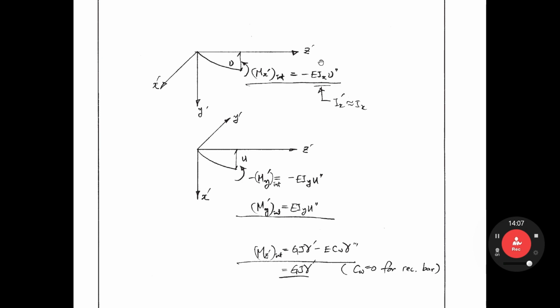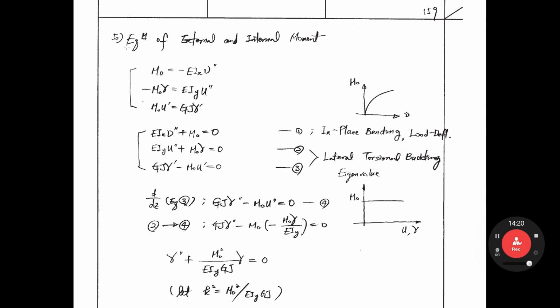Mx prime internal is this one, My prime, this one, Mz prime, this one. Next, we can establish equilibrium of internal and external moment. These are external moments regarding x direction, y direction, z direction. So external moment M0 equal to internal, minus EIx v2 prime. External moment regarding y, internal moment regarding y. External moment regarding z, internal moment regarding z-axis. That is the equilibrium equation. If you move this one to the left hand side, then you can get equation number 1 arranged, then you can get this equation.